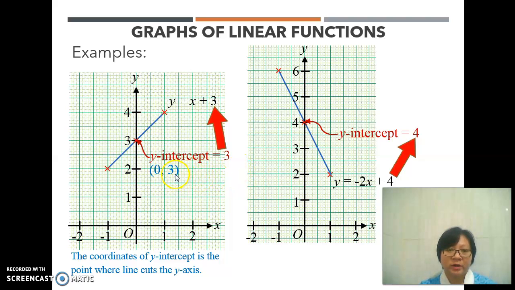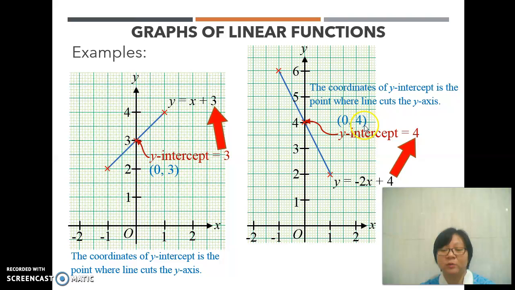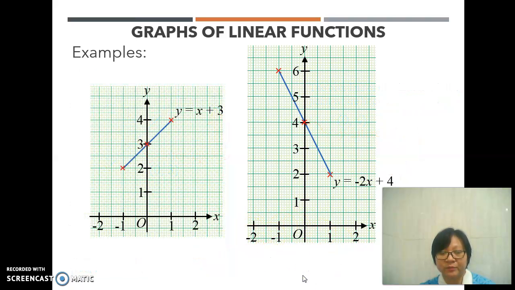Now, the y-intercept is the point with coordinates 0, 3 for the first example. What about the second example? The coordinates of the y-intercept is 0, 4. This is 0, 4. This is 0, 3. Now, you've learned about y-intercept. Now it's time to learn about x-intercept.